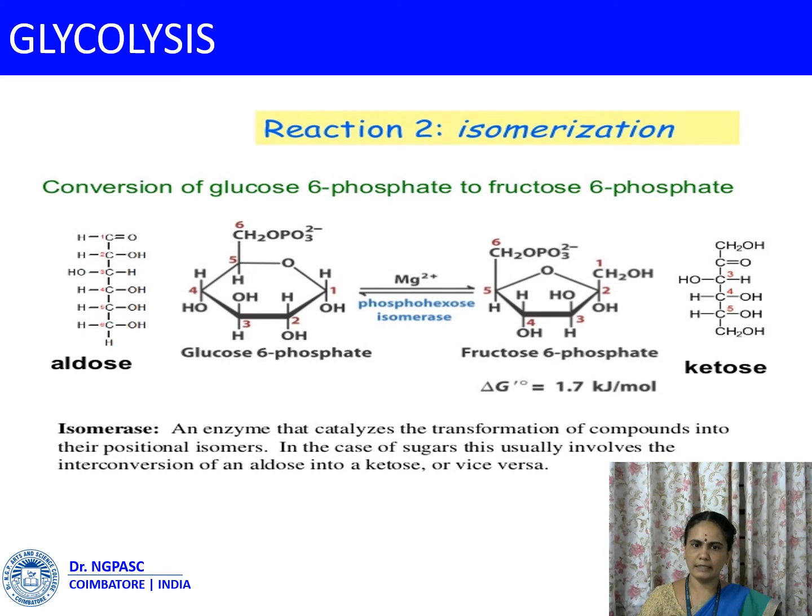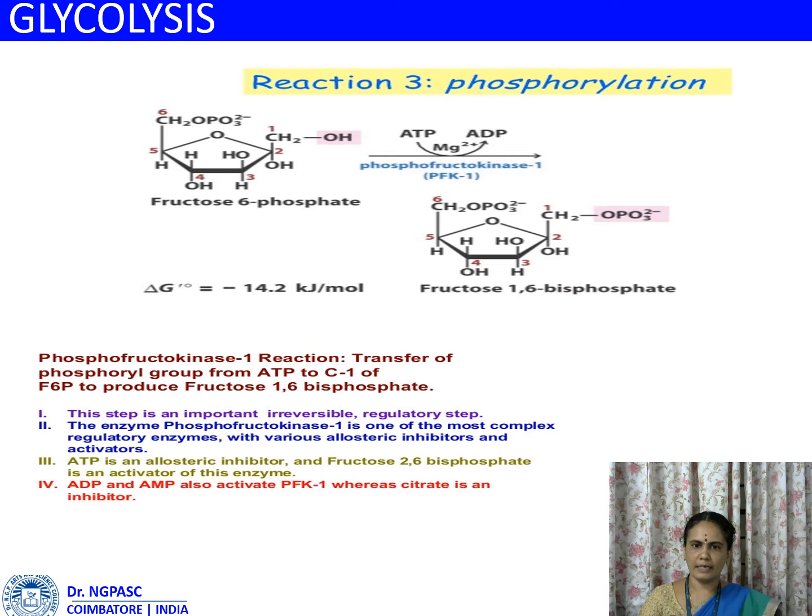So glucose 6-phosphate is isomerized to fructose 6-phosphate, where the free energy change in this step is 1.7 kilojoule per mole. Reaction 3 explains the mechanism of phosphorylation, where fructose 6-phosphate is again phosphorylated in the presence of ATP to fructose 1,6-bisphosphate. The phosphoryl group is transferred from ATP to carbon 1 of fructose 6-phosphate to produce fructose 1,6-bisphosphate.